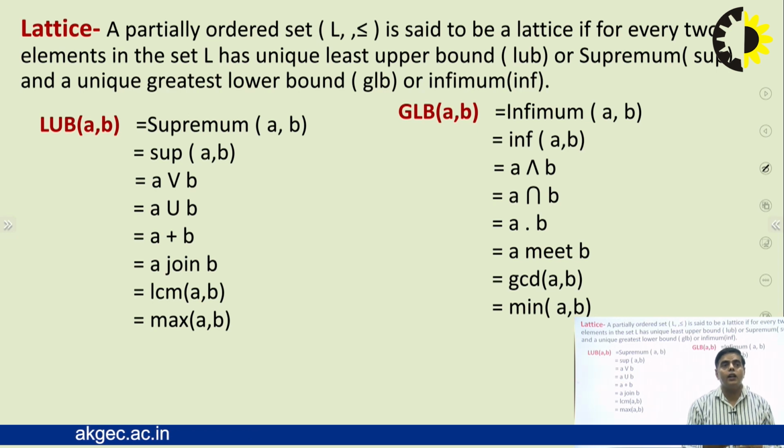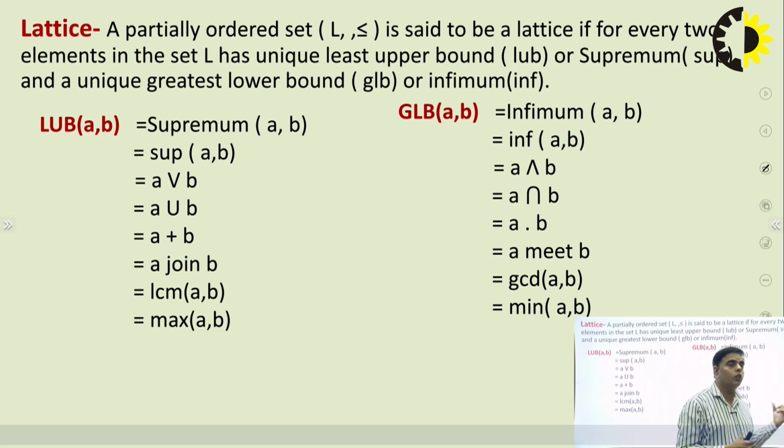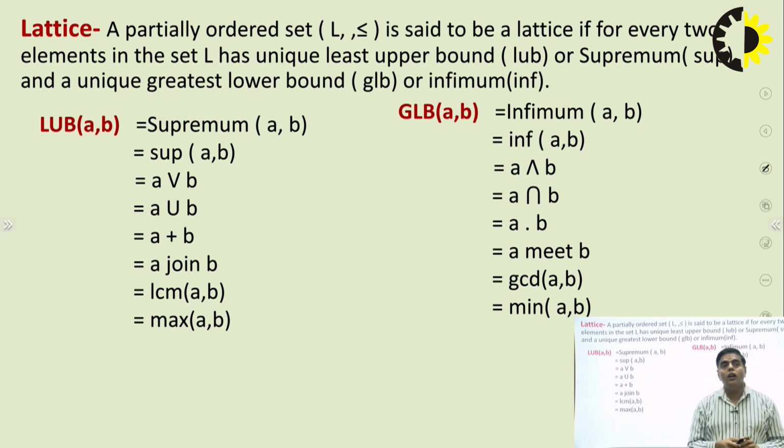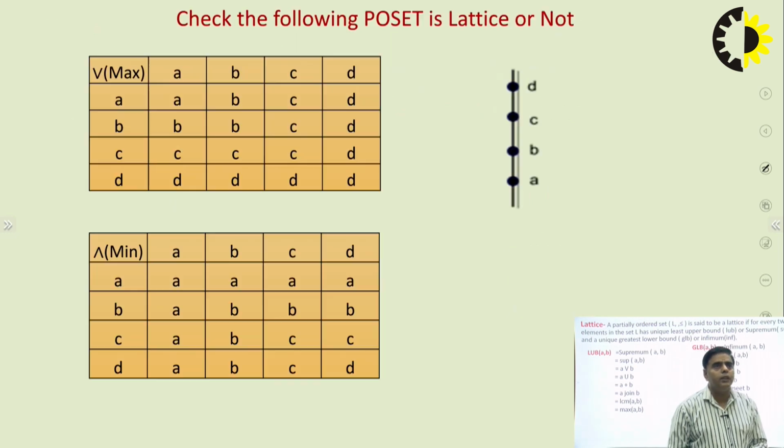If the elements are available in Boolean form, 0 or 1, then we can find the LUB and GLB with the AND and OR operations. If the elements are available in set form, then we can find the LUB and GLB with the help of union and intersection. And this LUB and GLB is also known as the supremum or infimum. The LUB is the supremum of A comma B, or SUP of A comma B, and for the GLB we can find the infimum of A comma B, or INF of A comma B. So let's see the example.